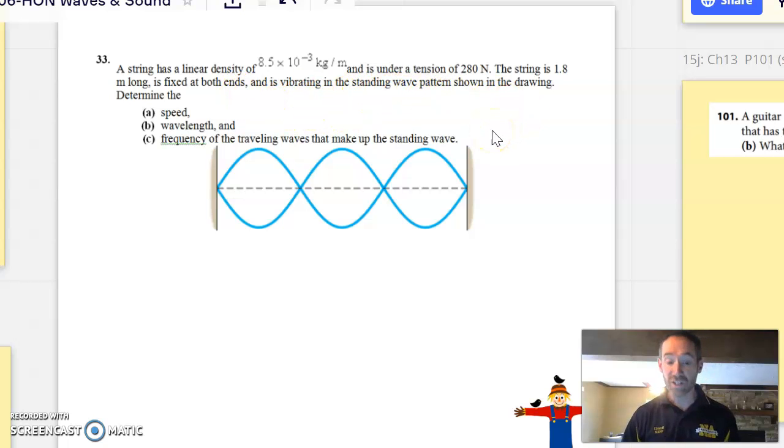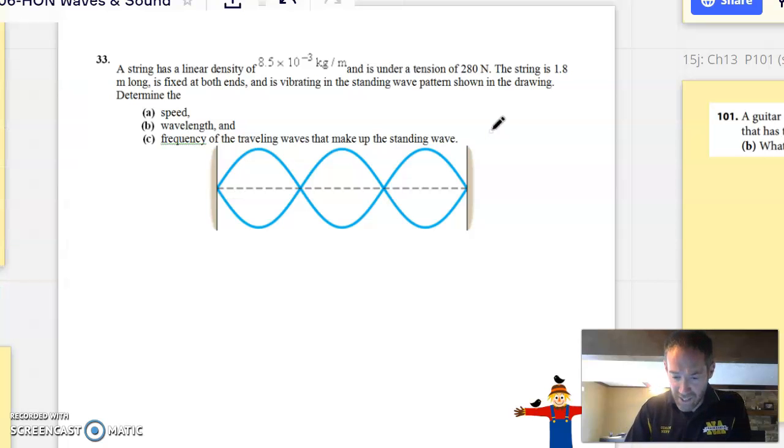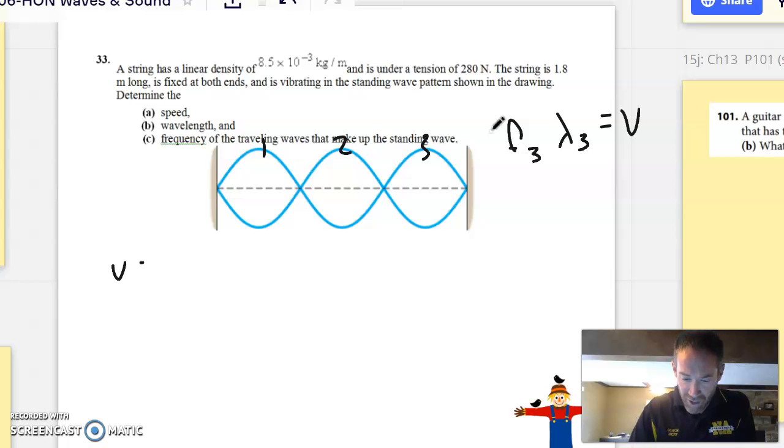Now, you can see as well as I can that this is the third harmonic, because I can see 1, 2, 3 antinodes. And so I know that we're dealing with frequency 3. I know we're dealing with wavelength 3, and I know that product will be equal to the wave speed. First, it says, what's the speed? Now, the speed on any string is determined by that equation that has the tension and the linear mass density in it. So, speed on a string, square root of the tension divided by the linear mass density.